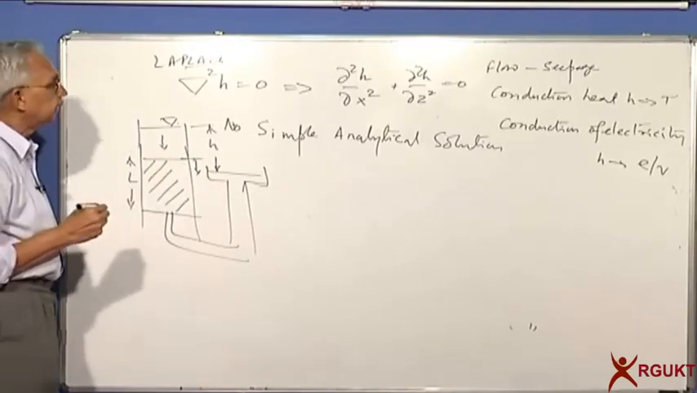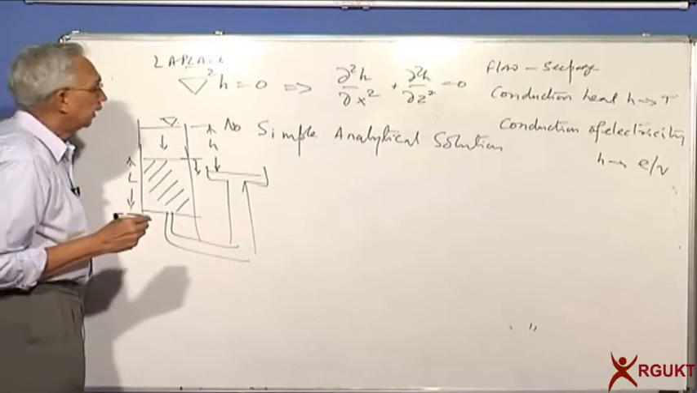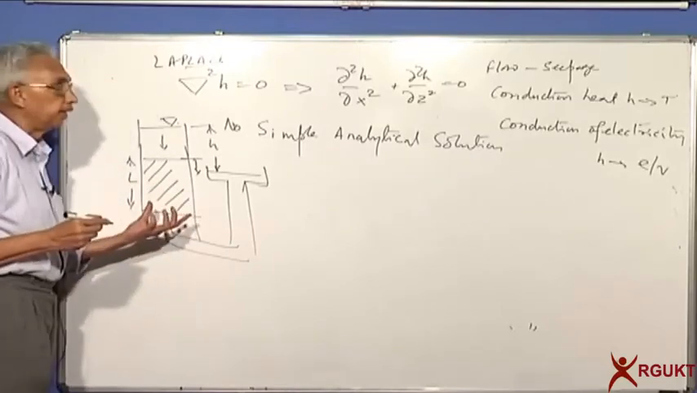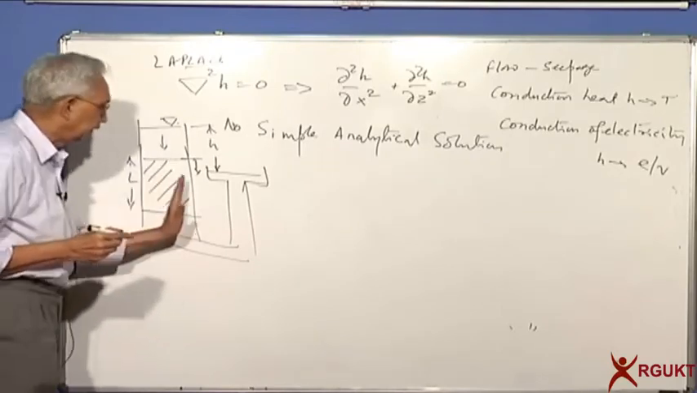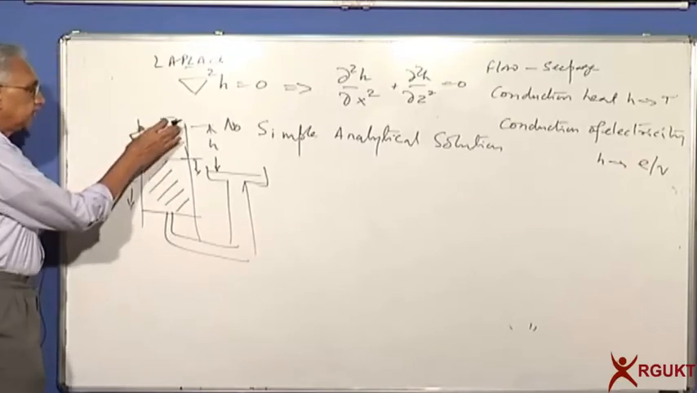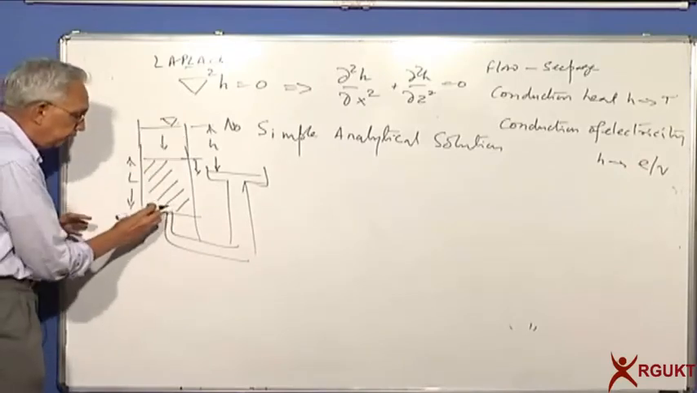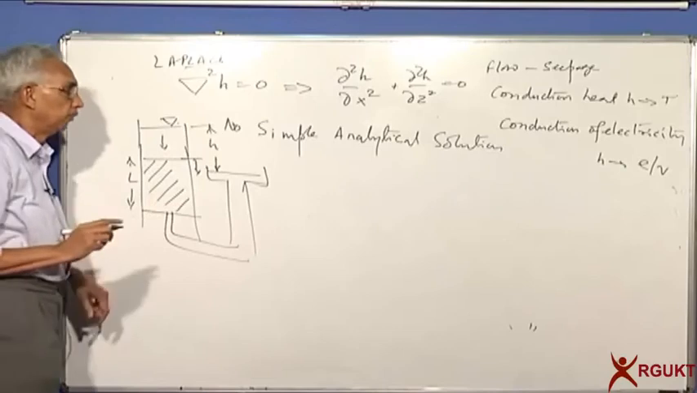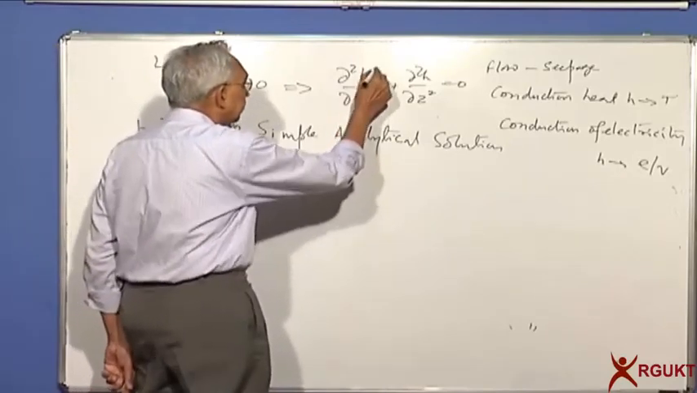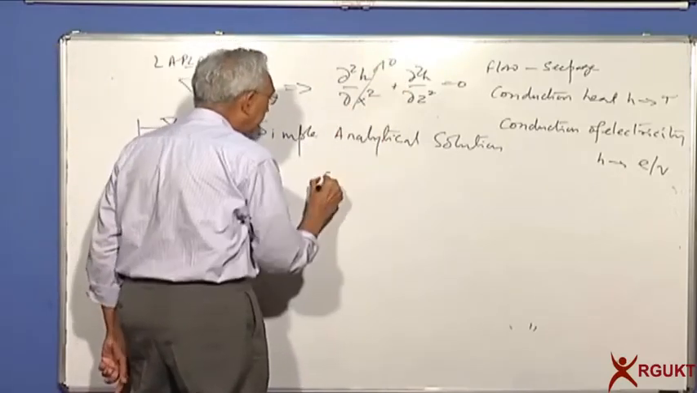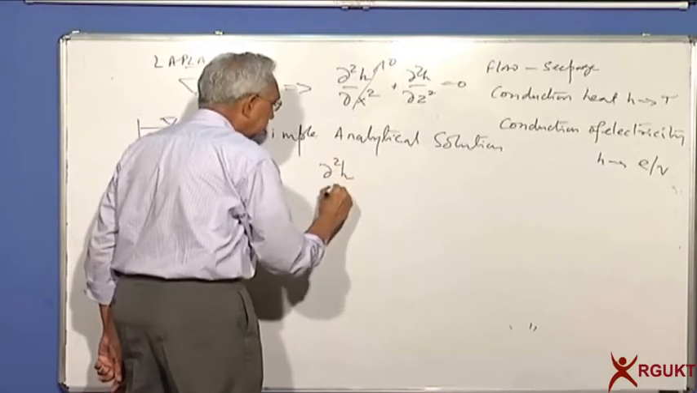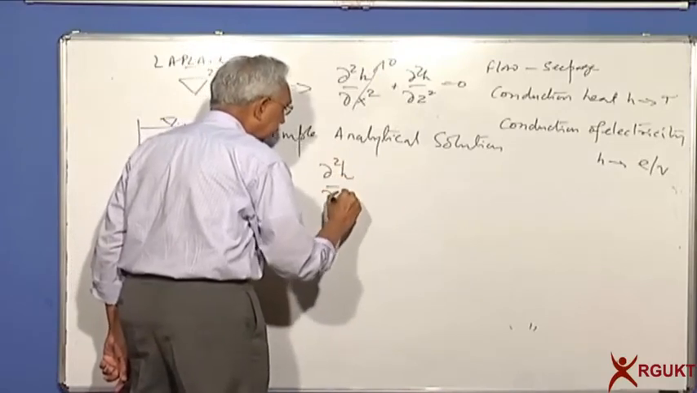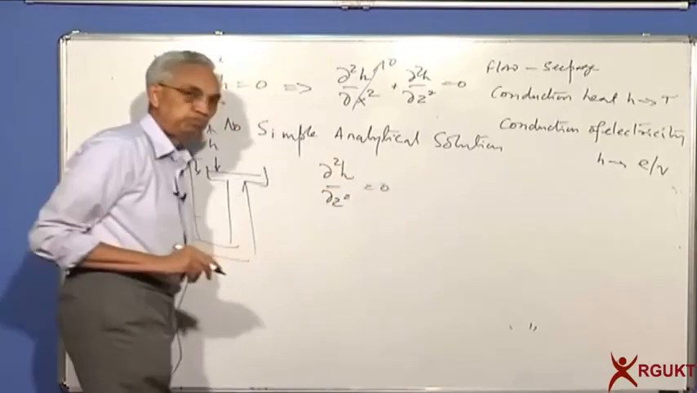Let's see how this equation becomes. Now I'm looking at only the vertical direction. Is there any flow in the horizontal direction? Because the water reservoir is all here and uniform, there will be only vertical flow, which means this term becomes 0, and we will have delta square H by delta Z square equal to 0.